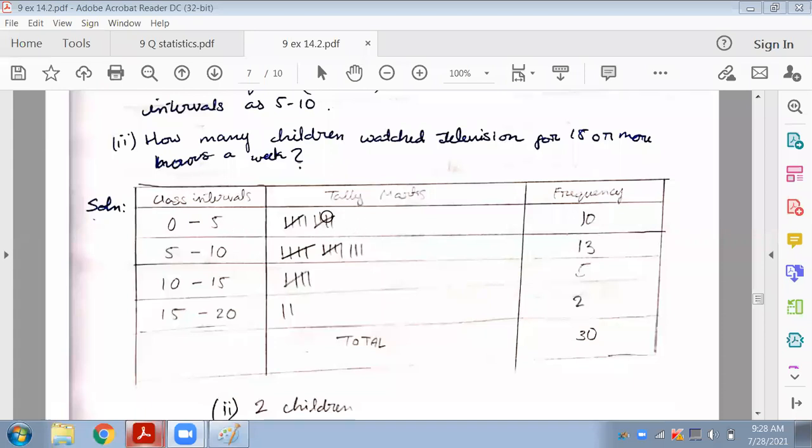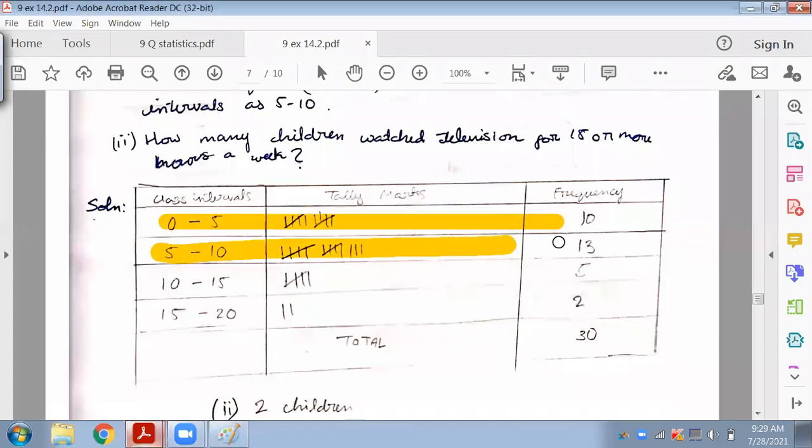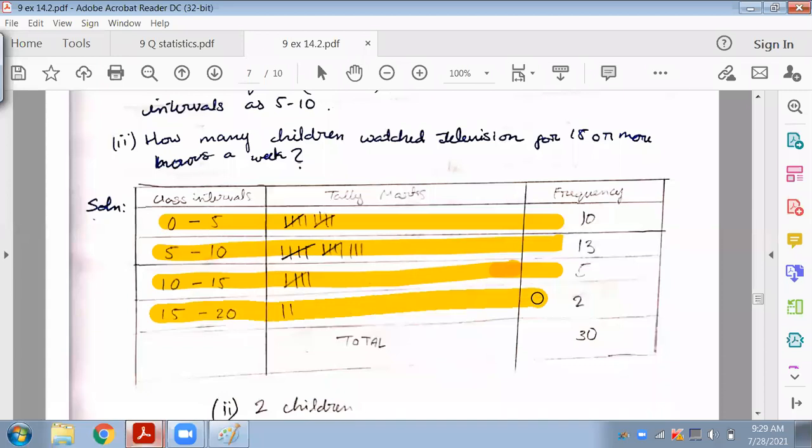After putting all the tallies, the frequency of the class 0 to 5 is coming out 10, then the frequency of the class 5 to 10 is coming out 13. The frequency of the class 10 to 15 is coming out 5, and the frequency of the class 15 to 20 is coming out 2. If you take the total of the frequencies, it is 30.